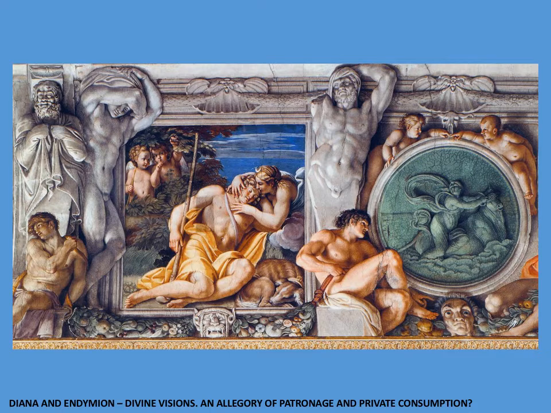The final fictive wall quadro riportato, fictive painting, is that of Diana, daughter of Jupiter and goddess of the moon. According to myth, Diana saw Endymion, a handsome shepherd, asleep on a mountain top. She fell in love and visited him while he slept, night after night.